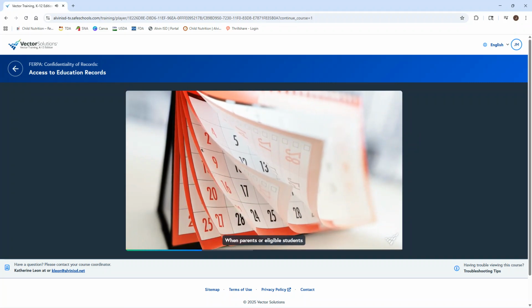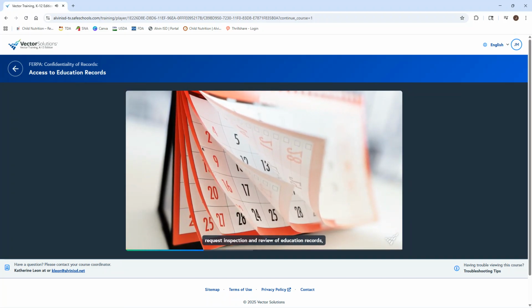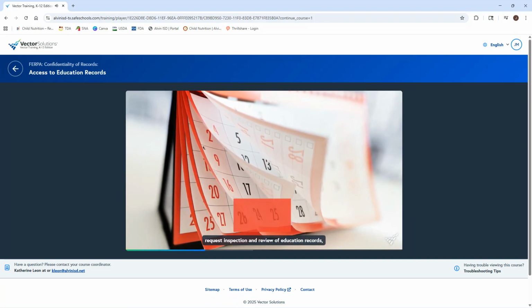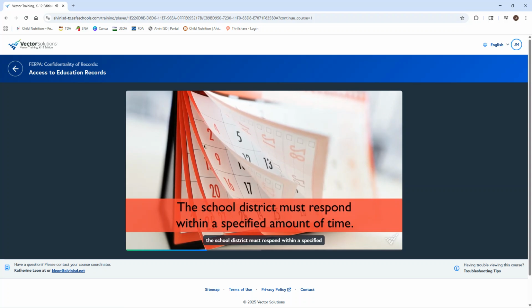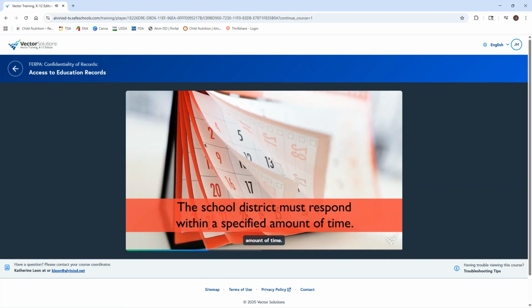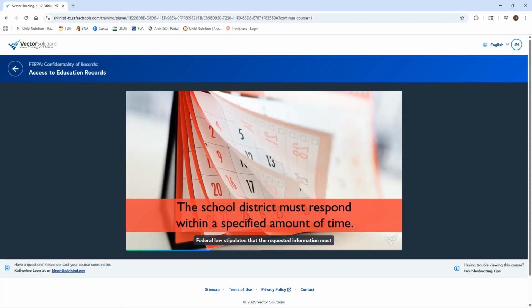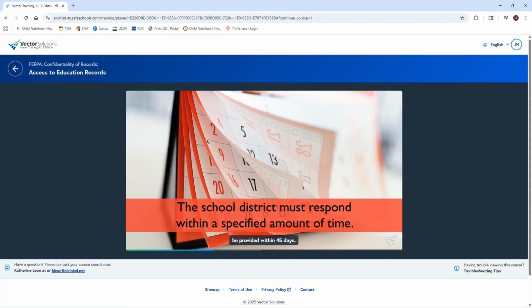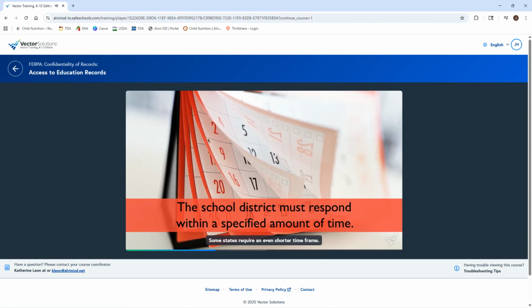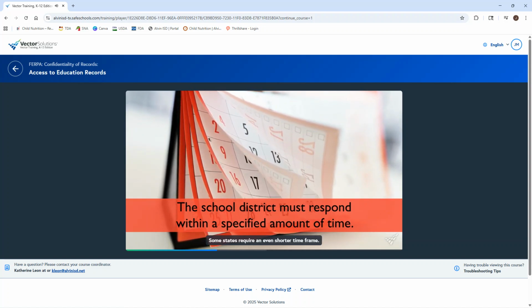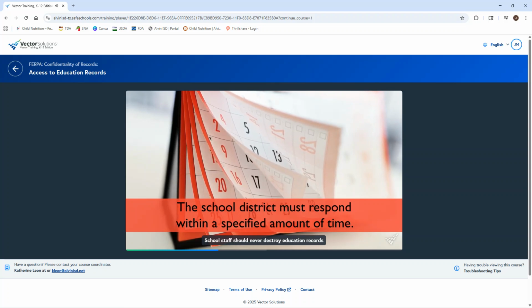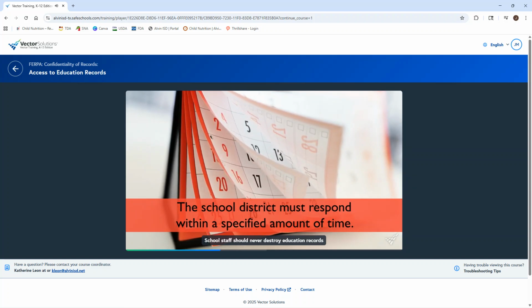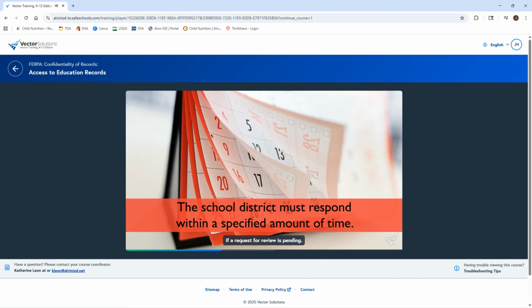When parents or eligible students request inspection and review of education records, the school district must respond within a specified amount of time. Federal law stipulates that the requested information must be provided within 45 days. Some states require an even shorter time frame. School staff should never destroy education records if a request for review is pending.